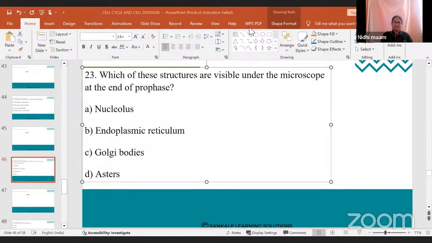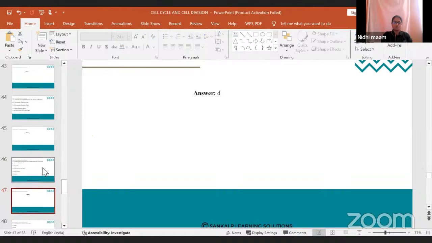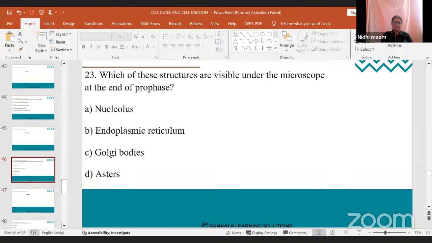So the right thing which is visible under microscope during prophase is option D, that is asters.